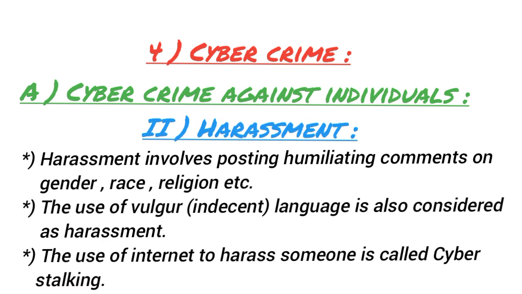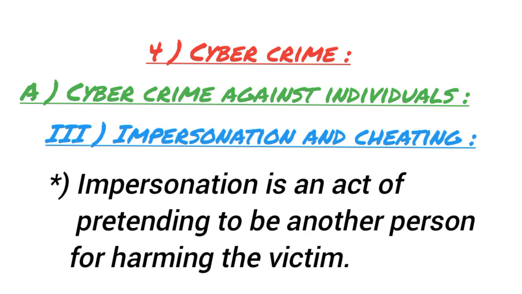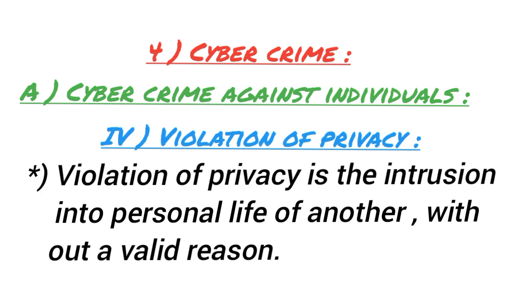Harassment. Harassment involves posting humiliating comments on gender, race, religion, etc. The use of vulgar, indecent language is also considered harassment. The use of the internet to harass someone is called cyber stalking. Impersonation and cheating. Impersonation is an act of pretending to be another person to harm the victim. Violation of privacy. Violation of privacy is the intrusion into the personal life of another without a valid reason.